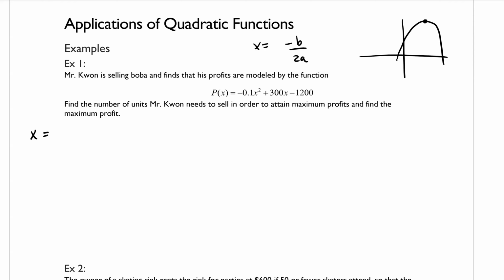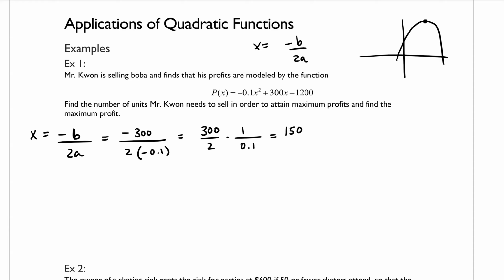So let's figure out what negative b over 2a is. Our b value is 300, and our a value is negative 0.1. The negatives will divide out, and so we'll be left with 300 over 2 times 1 over 0.1. 300 divided by 2 is 150, and I'm going to rewrite 0.1 as a fraction, so that's 1 over 10. And that's equal to 150 times 10, which is 1500.